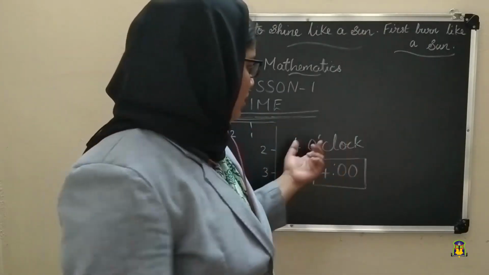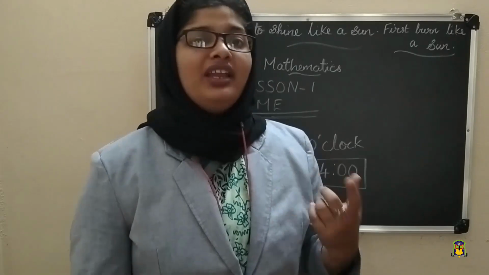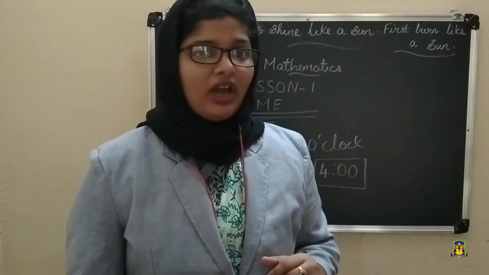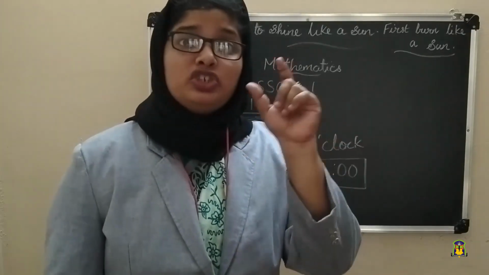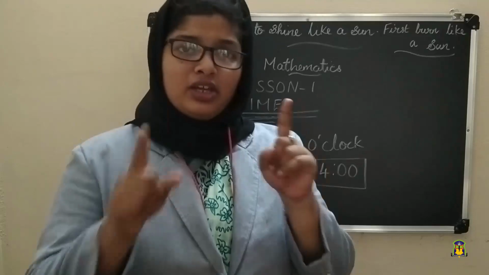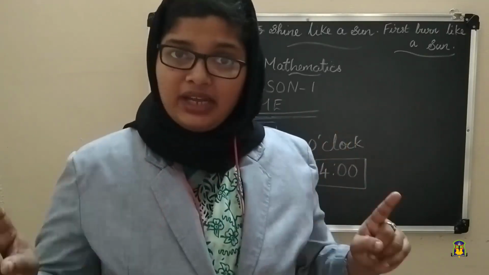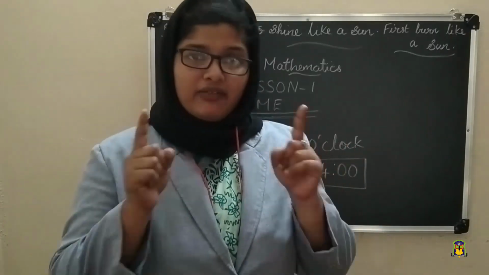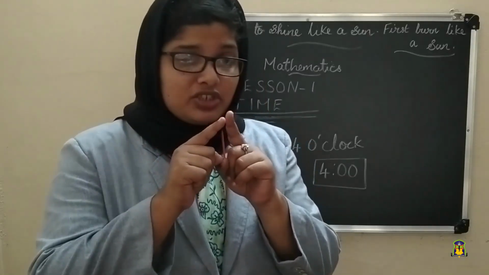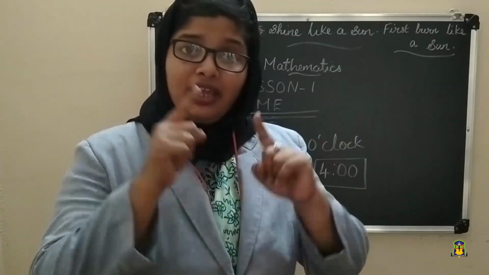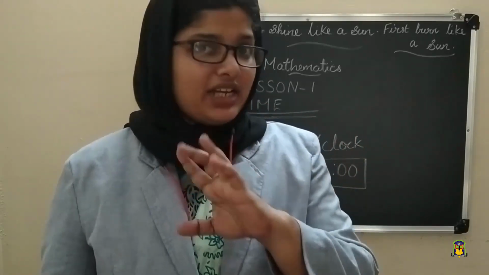The question, 4 o'clock. We want to draw the hands of the clock. While you are drawing the hands, one thing you have to keep in your mind: the hour hand should be the short hand. No need to draw the hour hand and minute hand in the same length. The hour hand should be short, and the minute hand should be long. Length is needed there. So you have to draw the hands like that only.